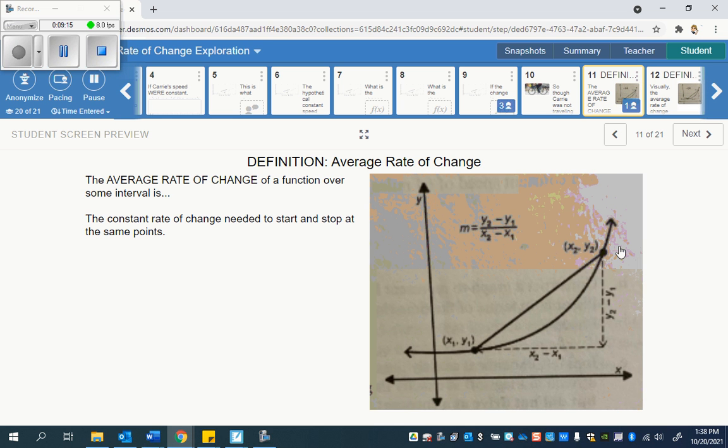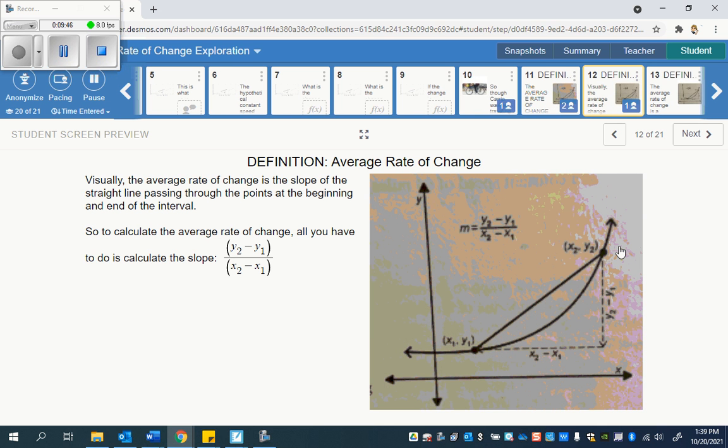Very nice. So what we end up looking at is an average rate of change over that interval. And you have recognized that to be our slope, which is the same as a rate of change, and we're going to start calling it an average rate of change when we're looking at the changes in our y's compared to the changes in our x's, which is what we have for Carrie's bicycle trip. The constant rate of change needs to stop and start at the same points. Usually the average rate of change is the slope of that straight line passing through the points. So there's that handy dandy slope formula, which we see.